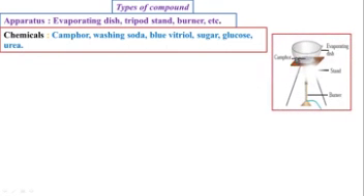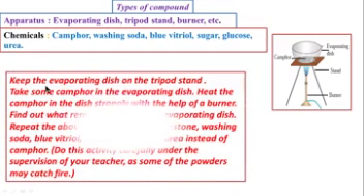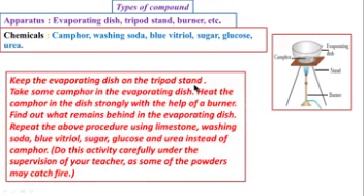See this figure. Here is an evaporating dish, here is a tripod and burner. These apparatus are required to do this experiment. Keep the evaporating dish on the tripod stand. Take some kapoor in the evaporating dish. Heat the kapoor in the dish strongly with the help of the burner. Find out what remains behind in the evaporating dish. Repeat the above procedure using limestone, washing soda, blue vitriol, sugar, glucose and urea instead of kapoor.